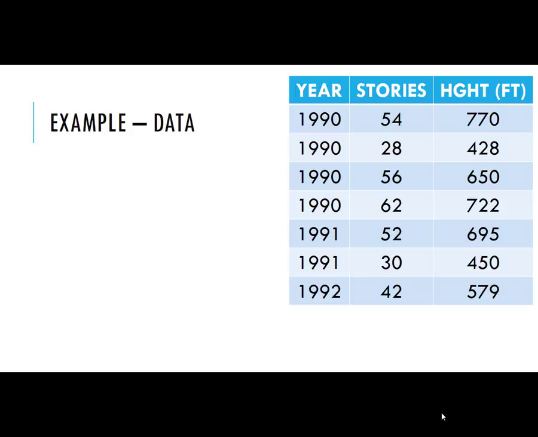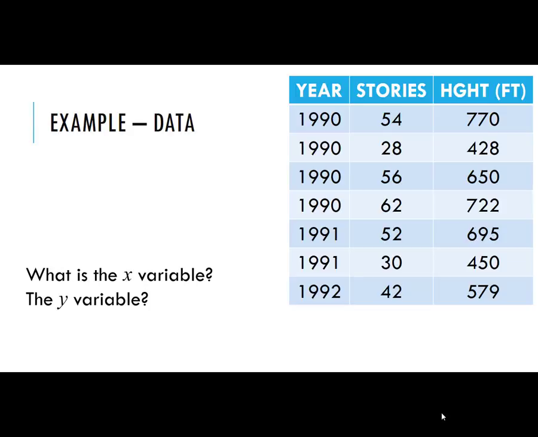The first thing we need to do when we get a data set and we want to explore the relationship between the two is decide what is the x variable and what is the y variable. Y is what we're trying to predict or determine, the response to the other variable. So the y variable is height. We think height depends upon the number of stories. Therefore the x, the independent variable, is the number of stories. In this case, year is just some extra information that we're not that interested in at this point.